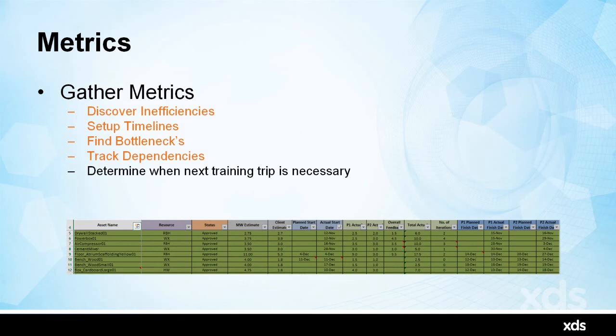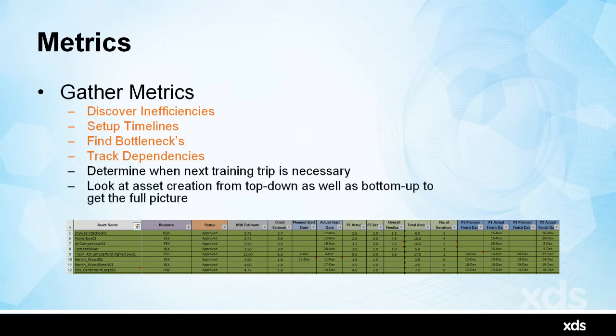This is a screenshot from one of our tracking sheets. And look at asset creation from the top down as well as bottom up to get the full picture.